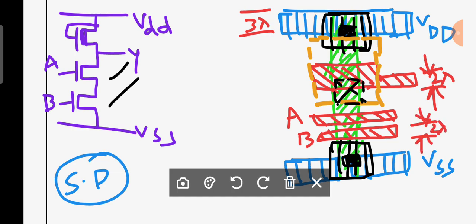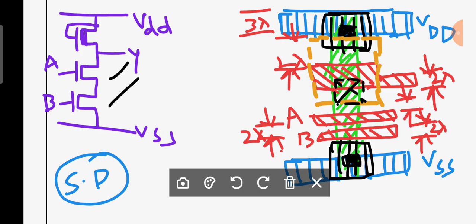2 lambda. And the minimum separation between poly to poly is also 2 lambda. And implant to transistor is 2 lambda. And implant to other transistor is also 2 lambda. And the contact area is 4 lambda. And in this manner you have to complete what? Absolutely, the layout.